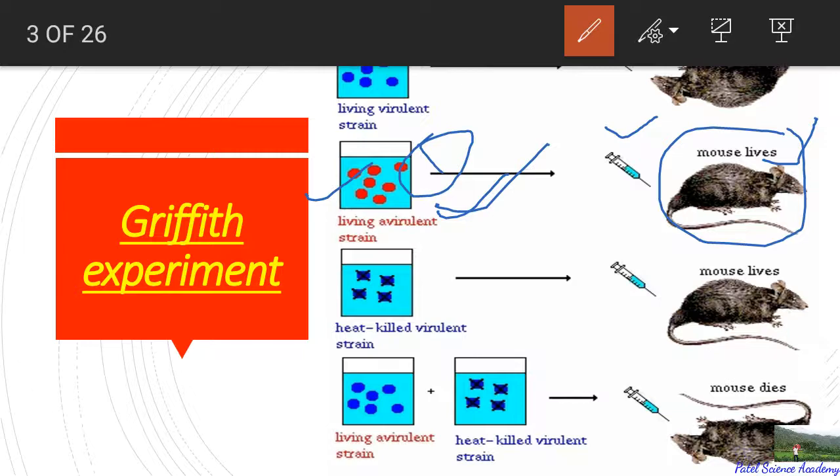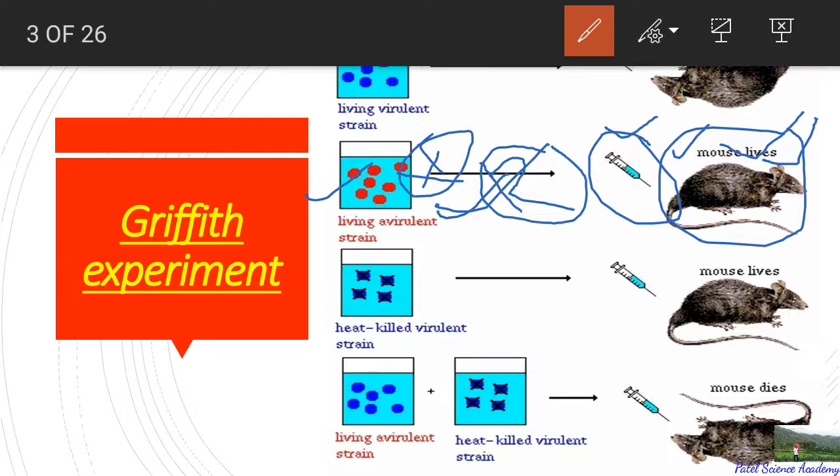I am explaining these steps randomly because in the slide there is a random order given here. So this is the first step. What happened in the first step? He used R strain of this pneumonia bacteria and injected it into the body of the mice. And what happened? Did the mice die? No, there was no death of the mice. Mice survived because there was no pneumonia, because this R strain is non-pathogenic, avirulent or non-virulent, and because it has a rough membrane, and it is non-capsulated.